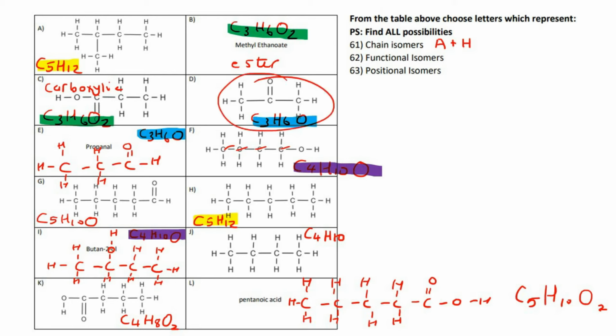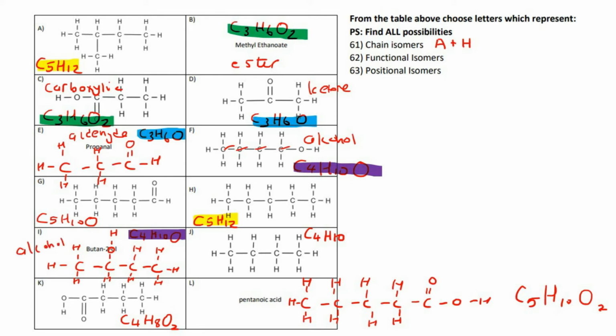This one here is a ketone. And this one here is an aldehyde. So they are also functional isomers. This molecule here is an alcohol. And this molecule here is also an alcohol.